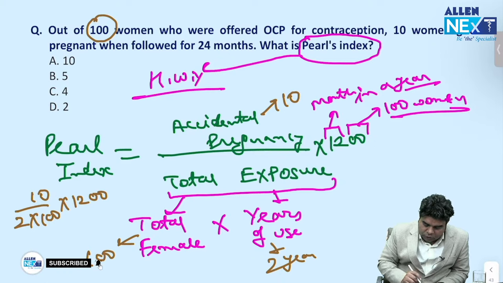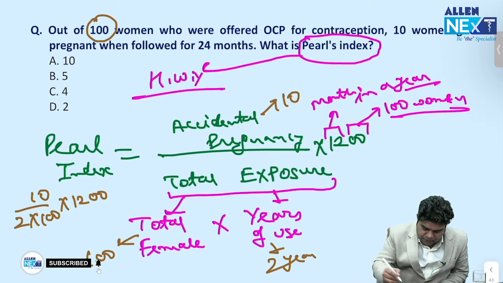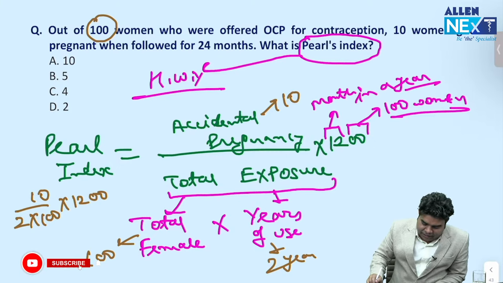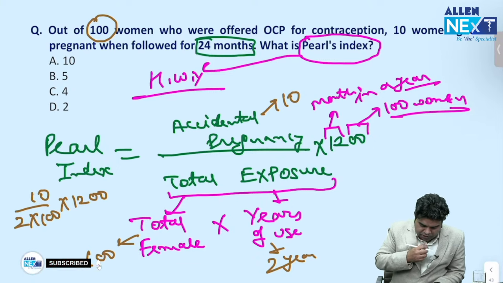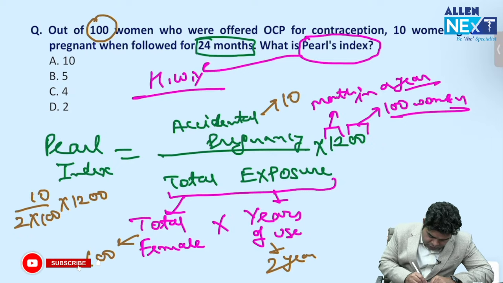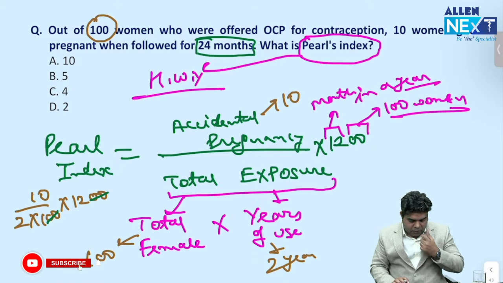Okay. So what will happen? The zero will cancel out. Okay. I am doing one mistake here. No, there is no mistake. 24 months means 2 years. So it is quite there. 2 years of exposure. Total females is 100. Accidental is 10 into 12. So let's do it. 20 will cancel out. And ten will be divided by 2, so it will be 5.